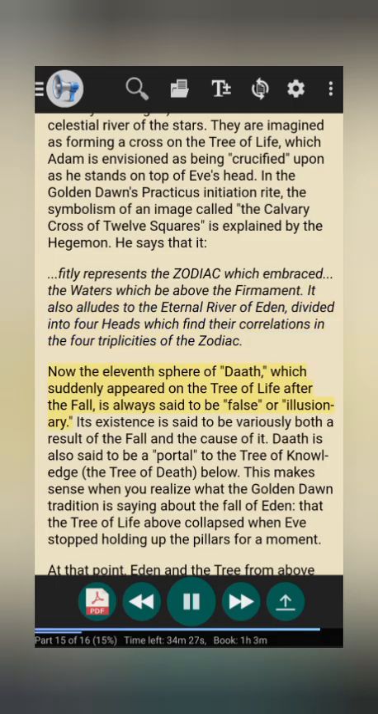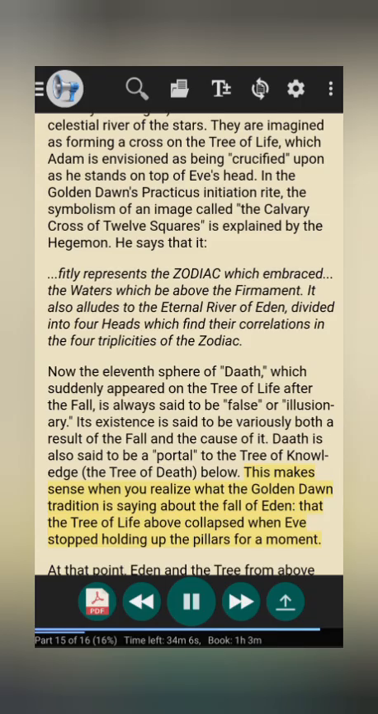Now the 11th sphere of Dath, which suddenly appeared on the Tree of Life after the fall, is always said to be false or illusionary. Its existence is said to be variously both the result of the fall and the cause of it. Dath is also said to be a portal to the Tree of Knowledge, the Tree of Death, below. This makes sense when you realize what the Golden Dawn tradition is saying about the fall of Eden.